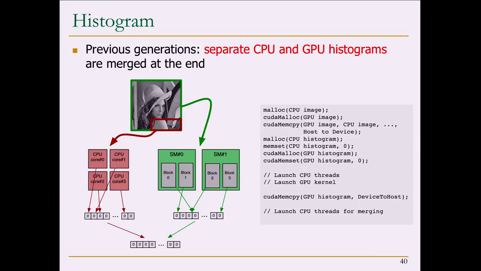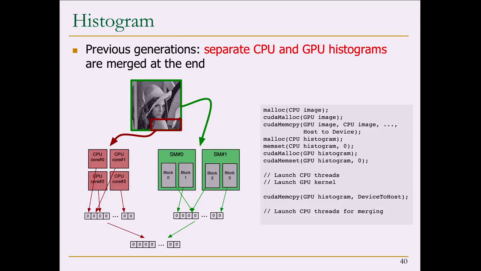Observe on the right part of the slide where you see the code, we need to allocate the image on the CPU, we allocate the image on the GPU, we need to transfer the image from the CPU memory to the GPU memory, so from host to device, and then we also need to double allocate the output histogram in CPU memory and in GPU memory.